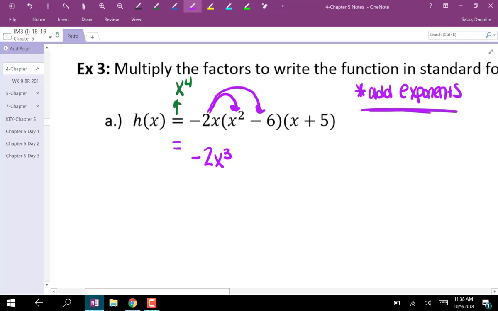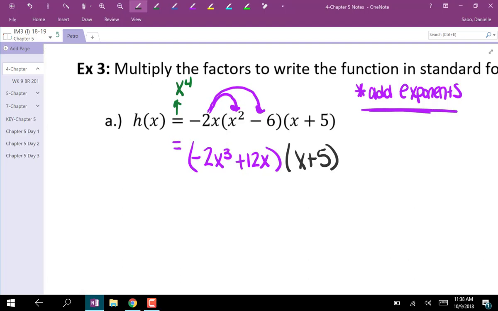Okay, -2x times -6. What do you think? 12x. Good. Plus 12x. And we're done with this guy in purple. In black, I'm just going to bring down the x plus 5 because nothing changed. So all I did is distribute that in. I feel like you guys are okay with that. Questions on that part?